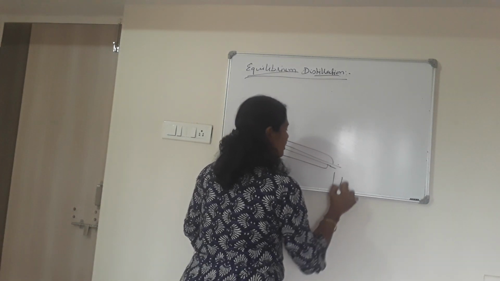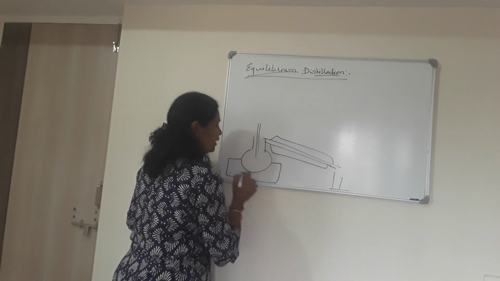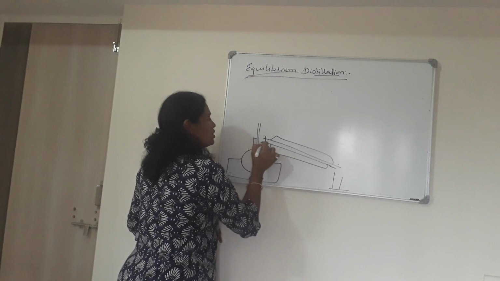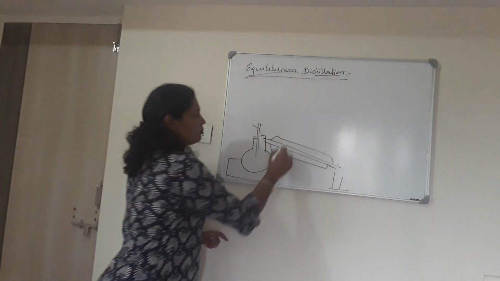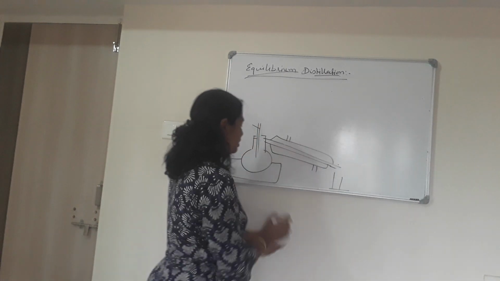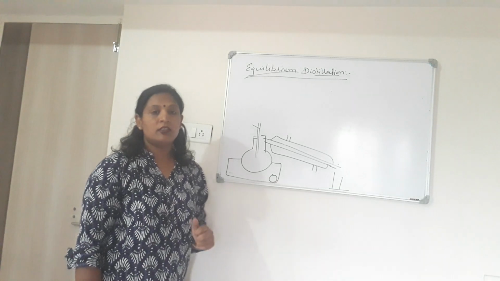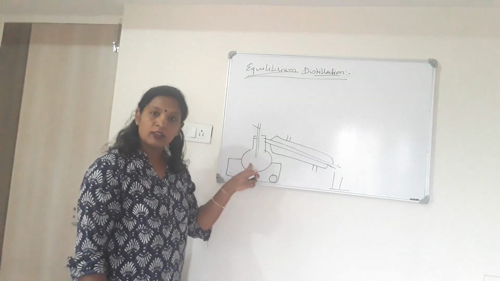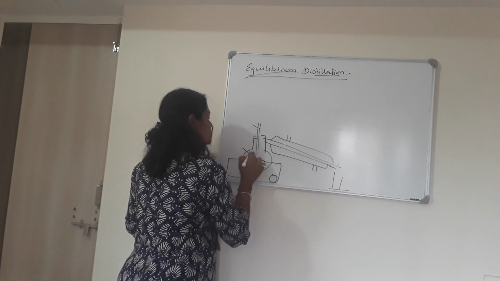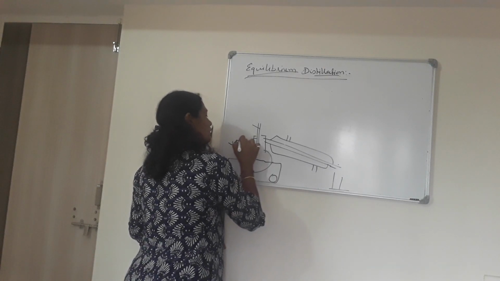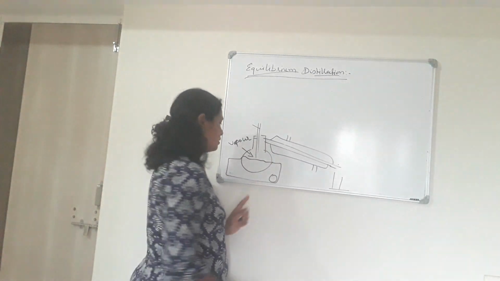The very important diagram which must always be there when we are having this explanation about simple distillation: this is the thermometer, condenser and heating mantle. In equilibrium distillation, we are generating vapor, and that vapor is allowed to have intimate contact with the liquid which is present in the flask.